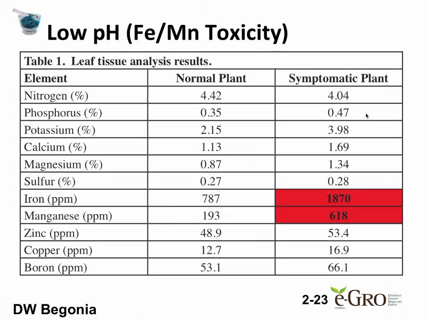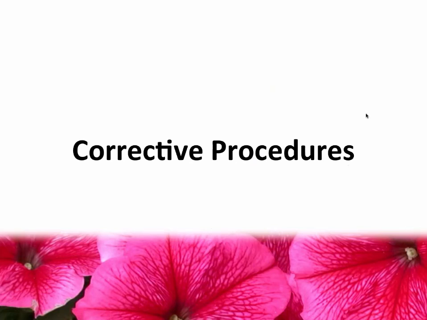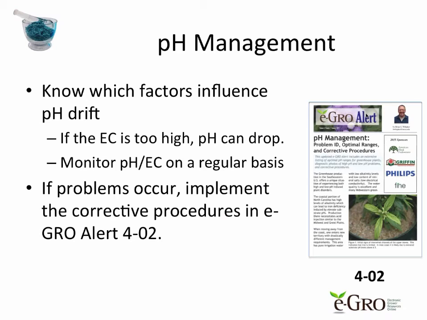It's 2.23. So corrective procedures for this: you need to know what factors influence that pH drift. So if you have problems, things are summarized in e-GRO alert 4.02, so you can download that so you don't have to write things down. But both for increasing the pH and lowering the pH, we do have that in an e-GRO alert.